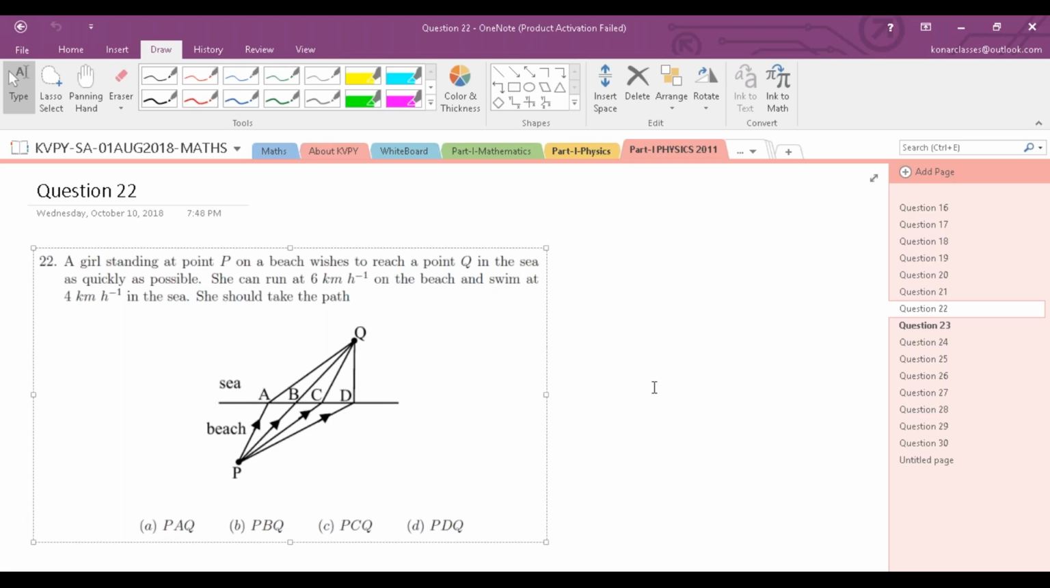She can run at 6 km per hour on the beach and swim at 4 km per hour in the sea. Which path should she take? There are 4 paths, you see. One is PAQ, the second one is PBQ, the third one is PCQ, and the fourth one is PDQ. I start getting answers from you. I appreciate it, but let me explain what could be the right answer.